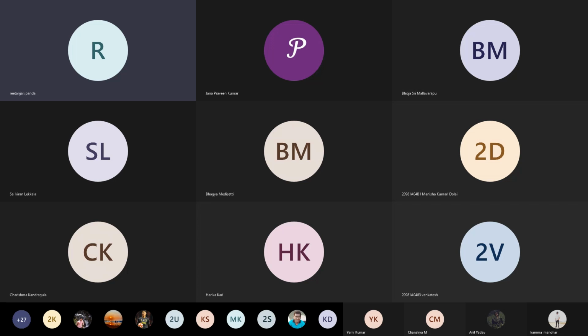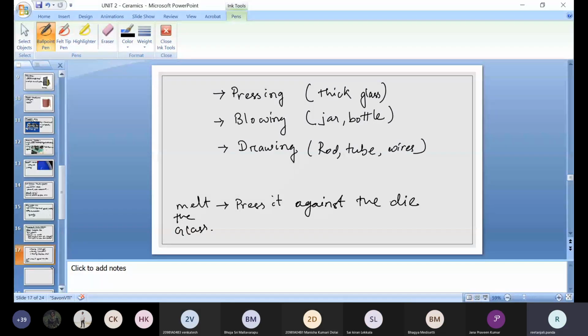Okay. So the next one we will see over here is your glass drawing process. There is no video for glass drawing that I got from the internet, so I am not going to show you anything regarding this. Okay, so I will tell you what exactly we are doing in the glass drawing process.